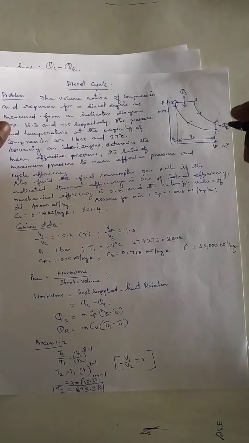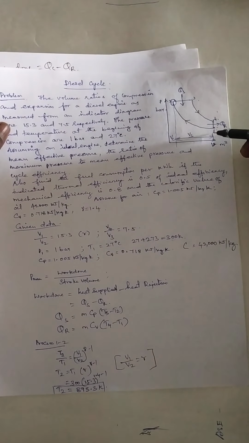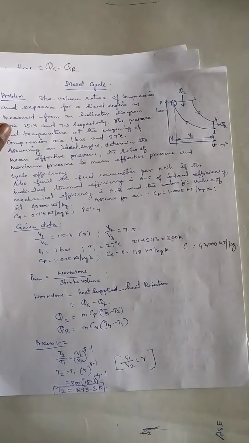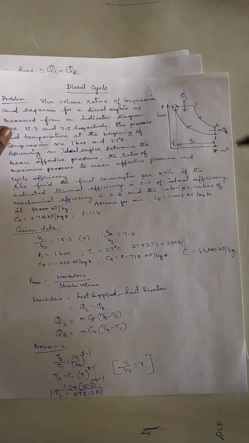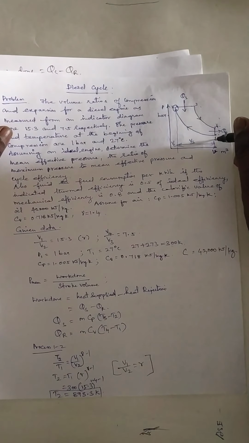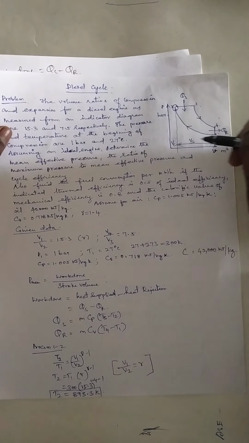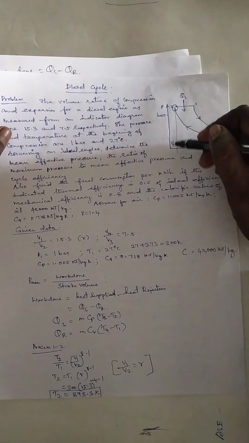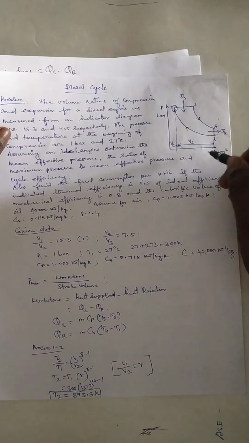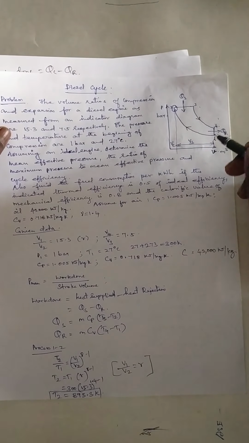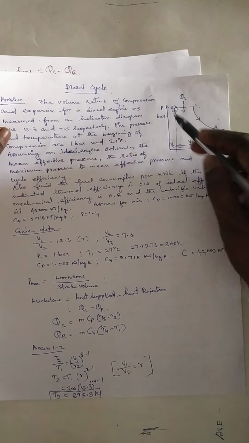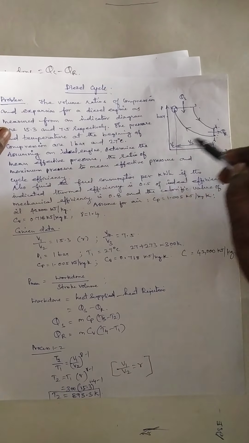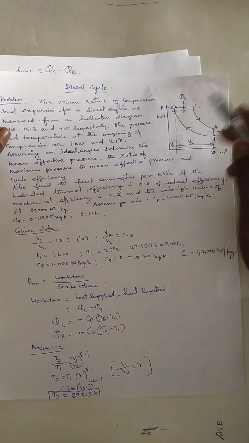So from the PV diagram, this is the stroke volume, that is 1 to 2, where the piston moves from 1 to 2, and this is the clearance volume. The stroke volume is V1 minus V2, where V1 is the total volume. Okay, right.